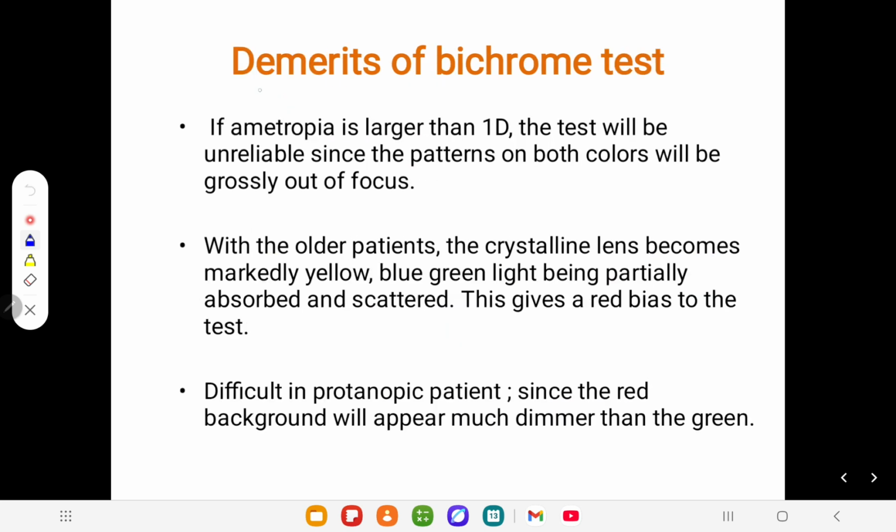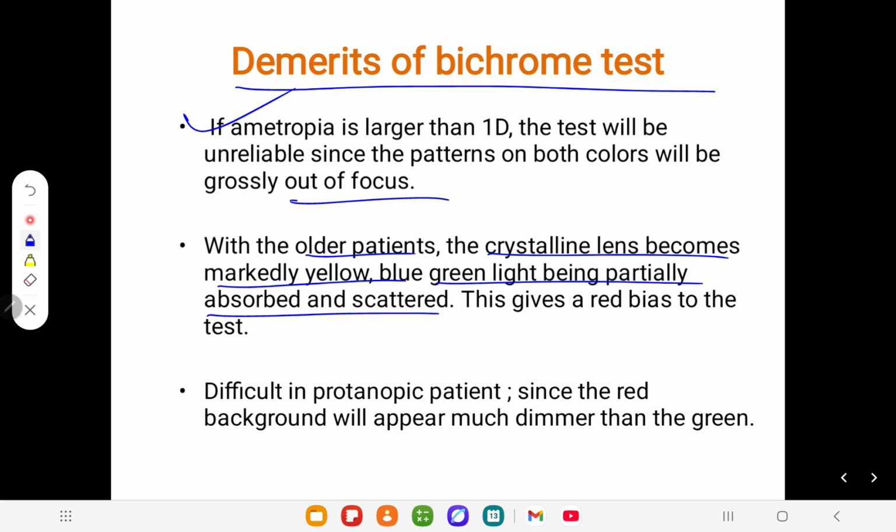So the demerits of the Bichrome test are, if ametropia is larger than one diopter, the test will be unreliable, since on both colors the patient will be grossly out of focus. In older patients, the crystalline lens becomes more markedly yellow and blue and green light are partially absorbed, so it gives a red bias. It always happens in older patients, because the crystalline lens becomes yellowish. It is difficult with protanopic patients, since the red background appears much dimmer than the green background, but it's not contraindicated. It's difficult, definitely not contraindicated.